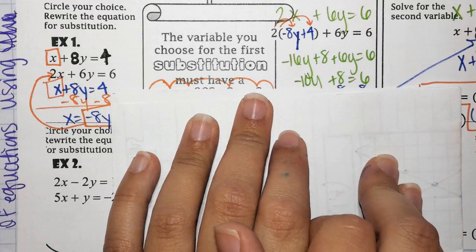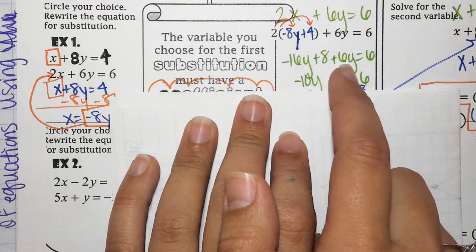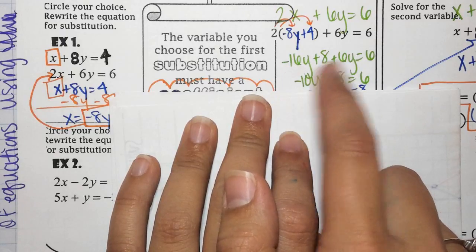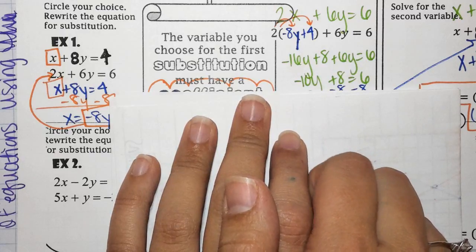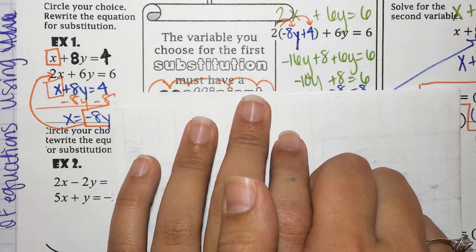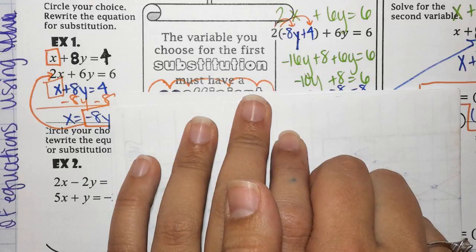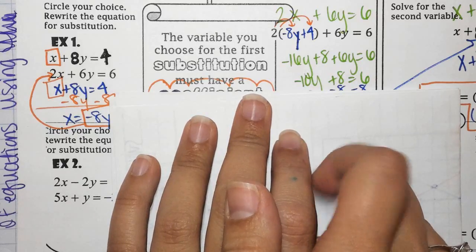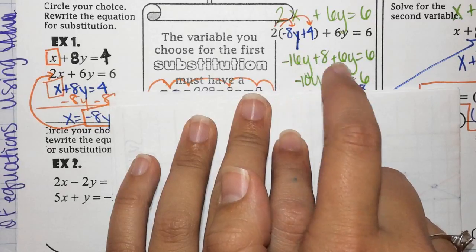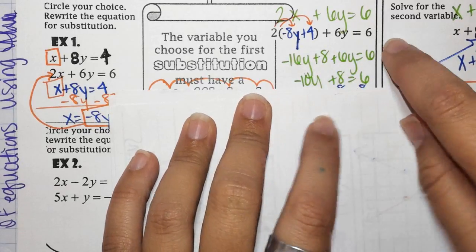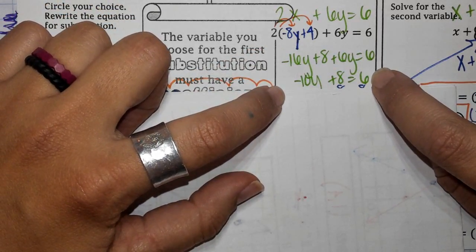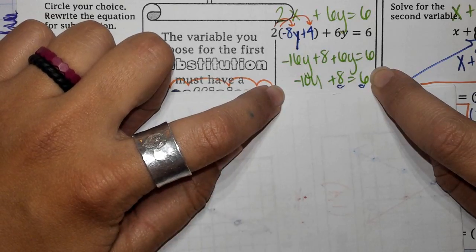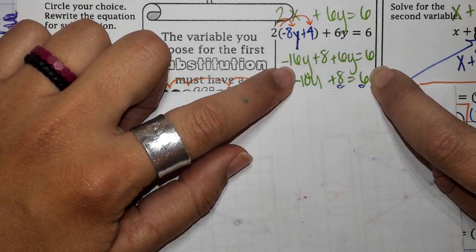Alexis, can you tell me what we did from this point to here? Subtracted. Did I? No. Will, can you help him? Step before that. How did I get from negative 16y plus 8 plus 6y to negative 10y plus 8? What did I do? I combined like terms. Take a point for your team.